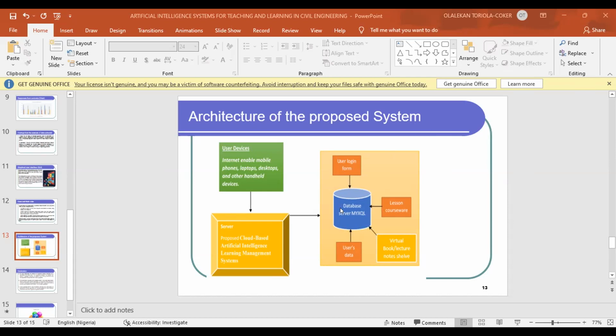So the user devices that you can use to access the system, such as internet-enabled mobile phones, laptops, desktops, and others, will be able to handle the system. All the information is stored in the cloud. As soon as they log in, they will be able to get whatever they need, depending on their categories.